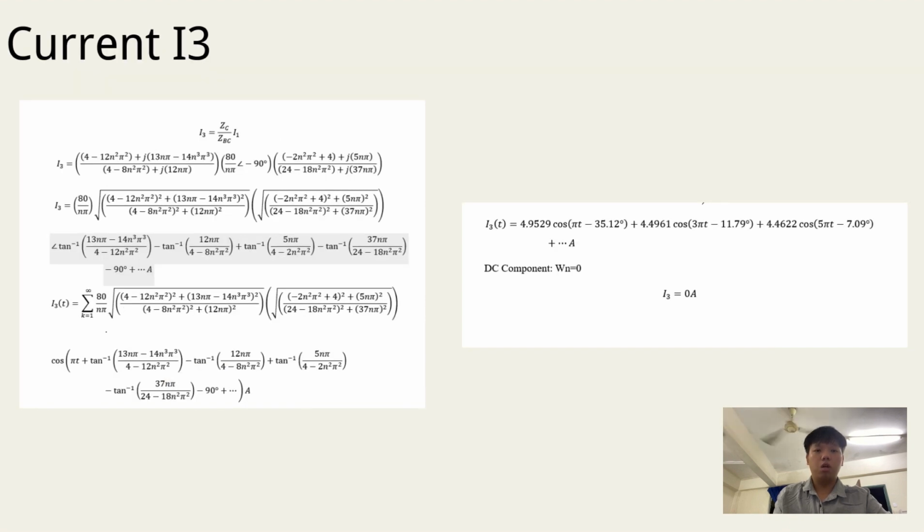To find the current I3, we use the same method as to find I2. So for I3, the current divider rule formula is ZC over ZBC times current I1. Then we also use a simple mathematical method to solve the current I3. Then for the DC part, we know that the omega is equal to 0. So we substitute the 0 into the current divider rule. So the I3 is equal to 0 ampere.